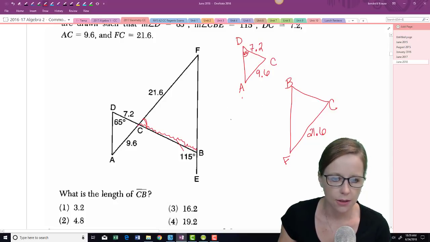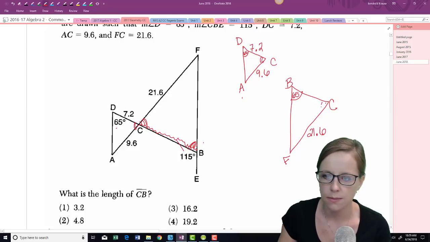And then we're not given any other sides there, right? So this angle, the reason I know that is because this angle right here would be 65. Angle D and angle B are congruent, both 65. Yeah? All right, and then C is congruent to itself. Vertical angles are congruent. So right there. Okay, so that's how we can line them up.